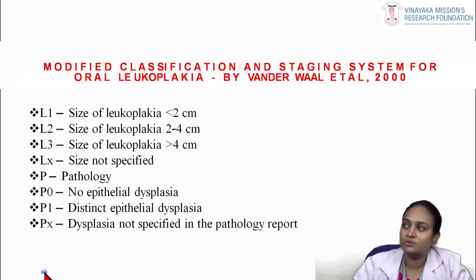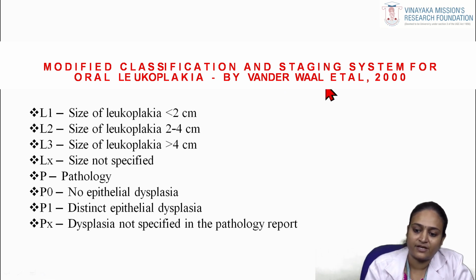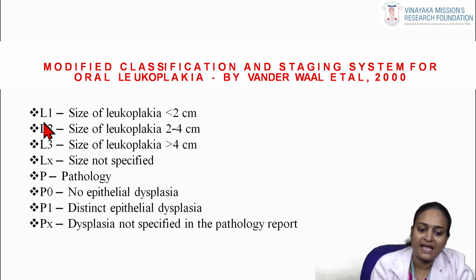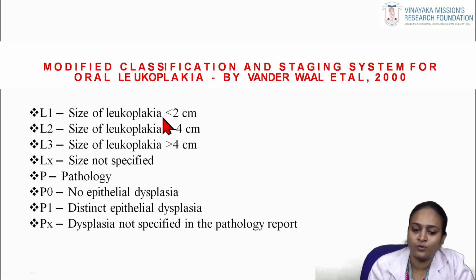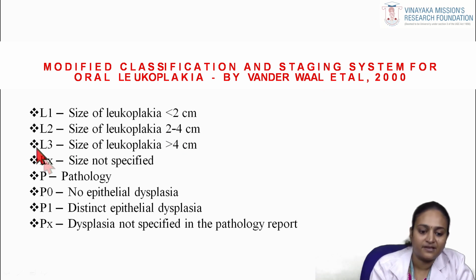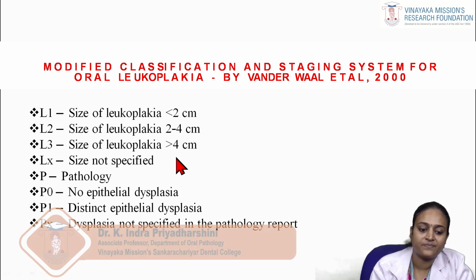So coming to the modified classification and staging system for leukoplakia. This is given by van der Waal et al. in 2000. L1, that is the size of leukoplakia, is less than 2 cm, and L2, the size of leukoplakia, is 2 to 4 cm, and L3, the size of leukoplakia is greater than 4 cm. Lx, that is size is not specified.